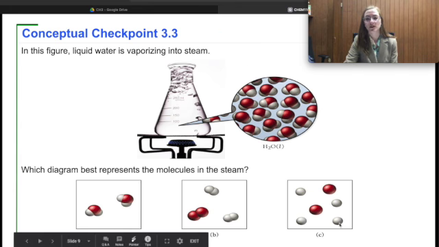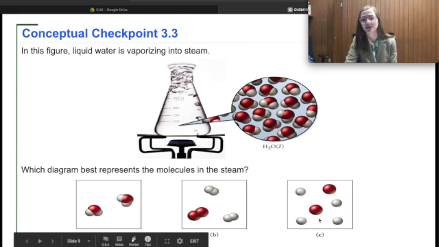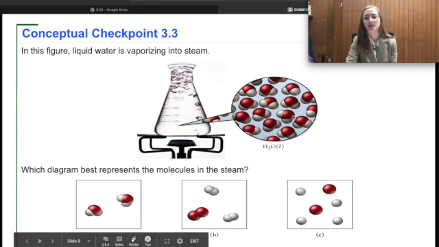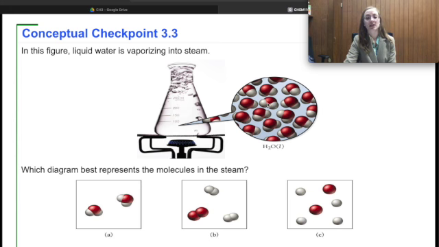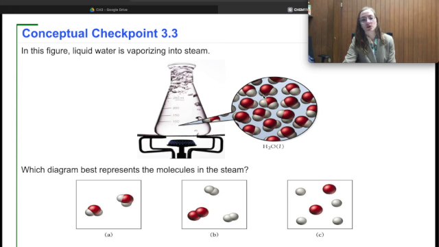So if I start down here, I see that I have all my little red and gray separated. Well, that's not the same molecule I had here. That is a different substance. So this is not the same as this. So that means it can't be vaporizing into steam because it's only a physical change. If I take a look at this, I have 2 red ones and 2 white-gray ones hooked together. So if I look at my molecules here, this molecule does not look the same as this molecule, so therefore it is not the picture that best represents the molecules turning into steam.